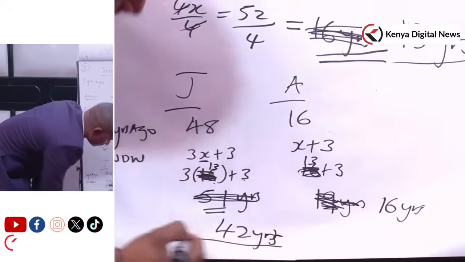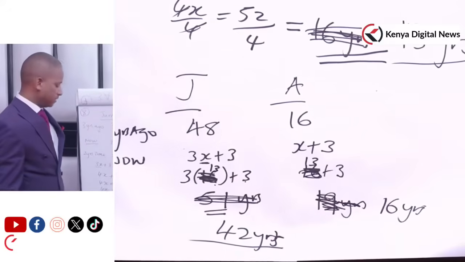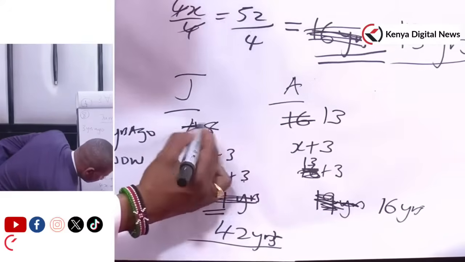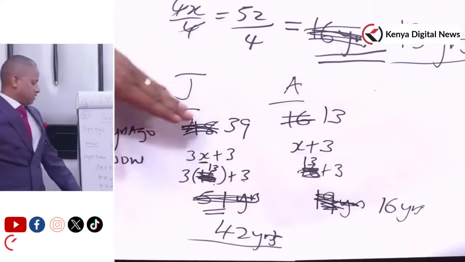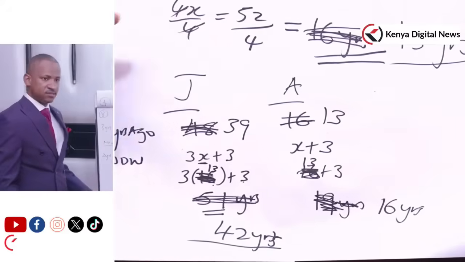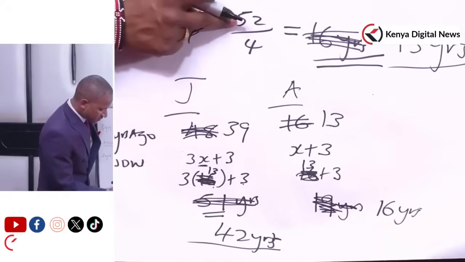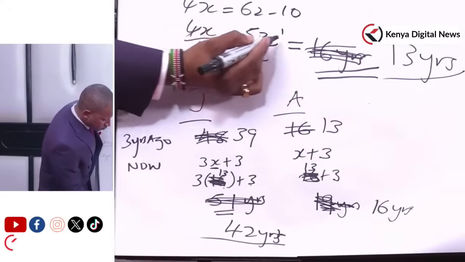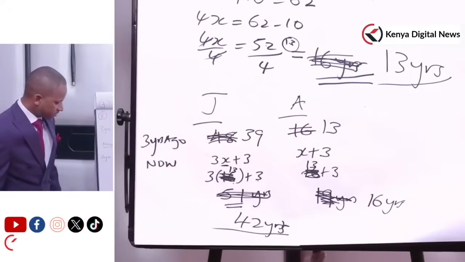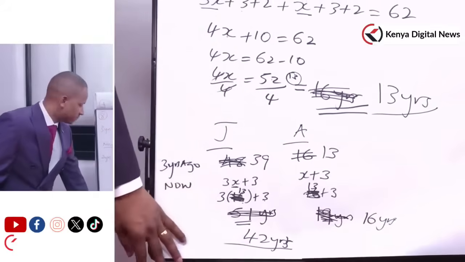So class, some of these mistakes can really cost you. And you see, even me having known this is going to be 13, this is going to be 39. So even here, you might know the question, you might know how to solve it. But in the course of division, you mess up, because 4 goes into 52, 13 times. So this is 13, not 16. So this is very correct now. So their present ages, Ali is 16 years and Juma is 42 years.